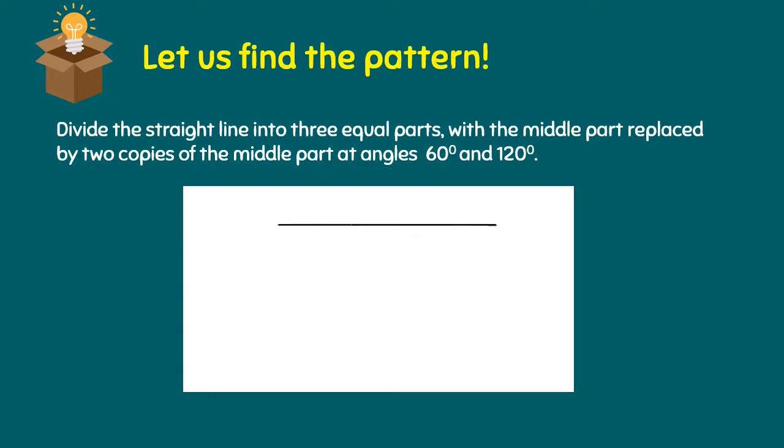So first, starting with our straight line, we want to divide the straight line into three equal parts with the middle part replaced by two copies of the middle part at angle 60 degrees and 120 degrees. Meaning to say, we just want to make an equilateral triangle. Okay? So, for example, in this case, we will remove this and use that segment to create a triangle wherein this side over here is erased. Meaning to say, we will obtain this one.